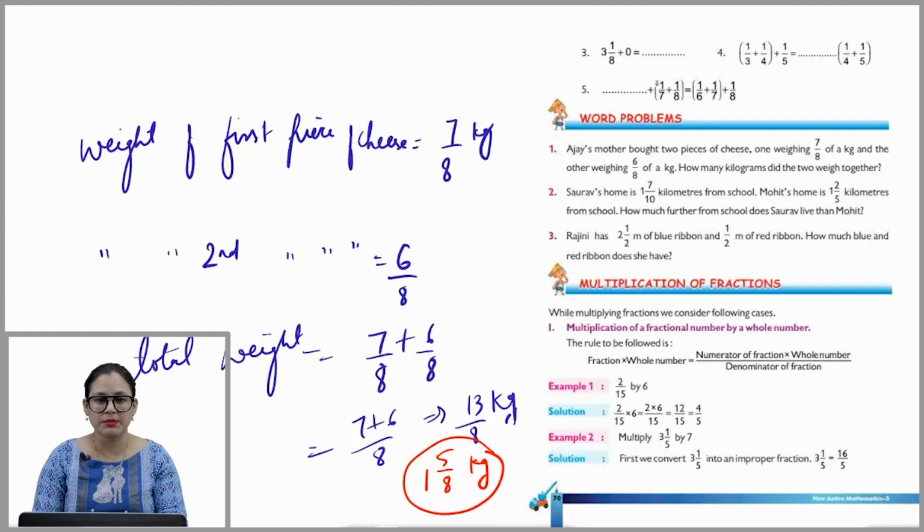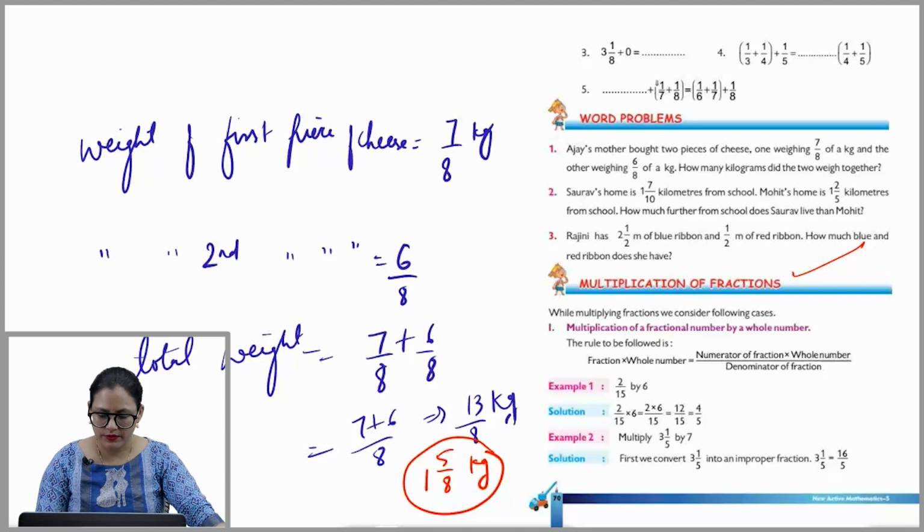Next topic is multiplication of fractions. While multiplying fractions, we consider the following examples. Number 1, multiplication of a fractional number by a whole number. The rule to be followed is fraction into whole number: numerator of fraction into whole number upon denominator of fraction.